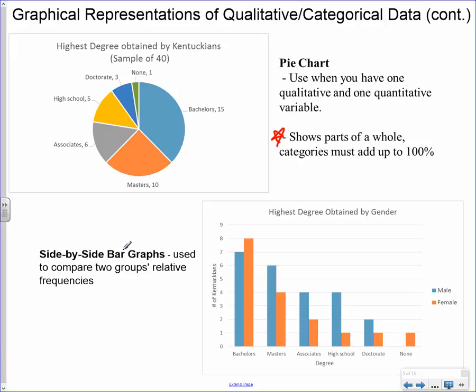Side-by-side bar graphs are another example of bar graphs. These are nice, like here we're breaking it down by male and female, so that can show me, okay, I know the highest degree obtained is a bachelor's, but how does that compare male versus female? Is there a difference in the number of males that achieved an associate's versus female or whatever? Okay, so we could look at something like that. So that's when you want to break it down by some other category.